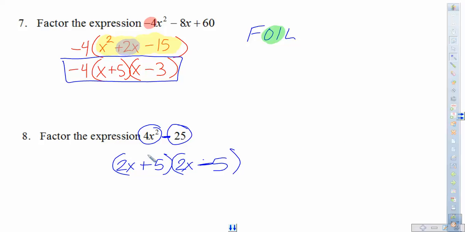Once again, first and first is good. Last and last is good. It's the OI part in FOIL. I have negative 10x and positive 10x, which gives me 0x. That's why I don't see any x's there. So, boom, we have now factored that one completely and factored it correctly. Awesome.